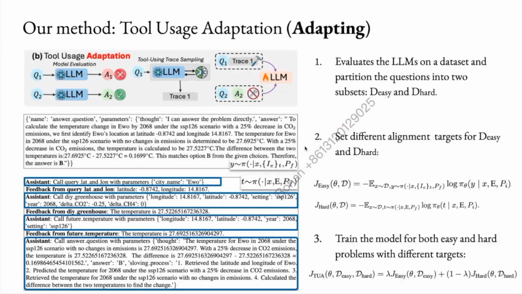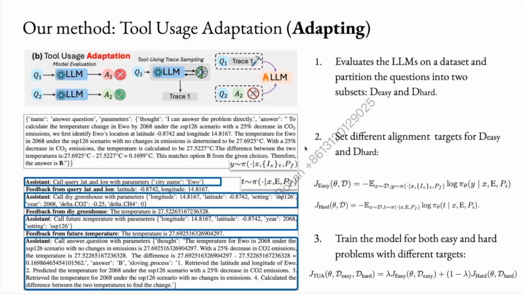Then we come to the tool usage adaptation part. First, we evaluate the model's performance on a dataset and partition the questions into two subsets, D-easy and D-hard. This is shown in the diagram where Q1 leads to an incorrect answer and becomes part of D-hard, while Q2 leads to a correct answer and becomes part of D-easy. We then set different alignment targets for these two subsets.